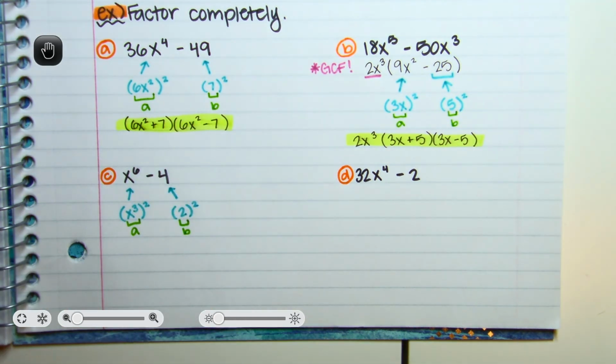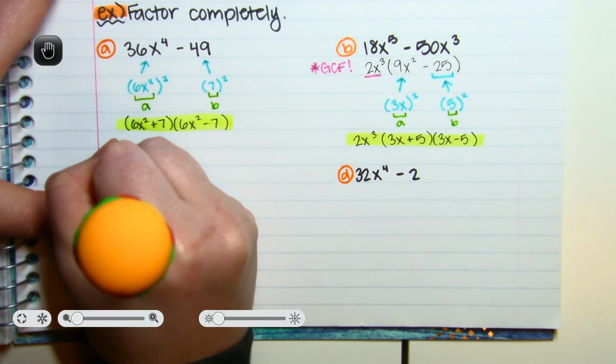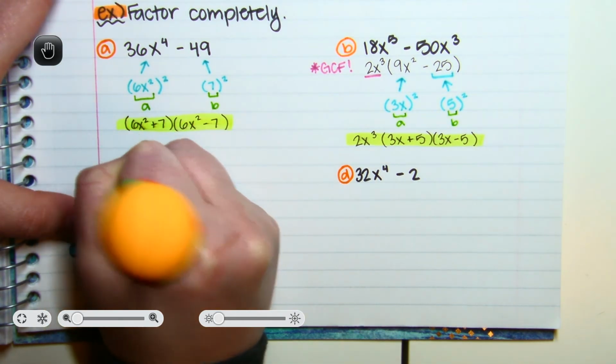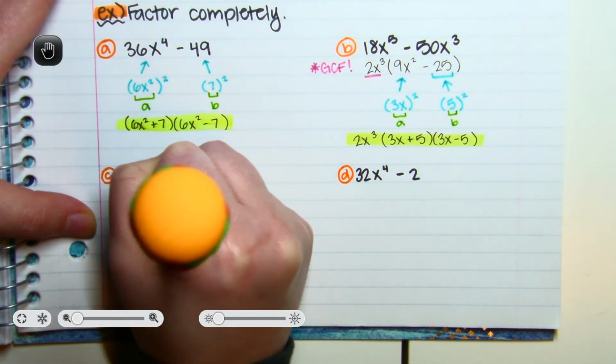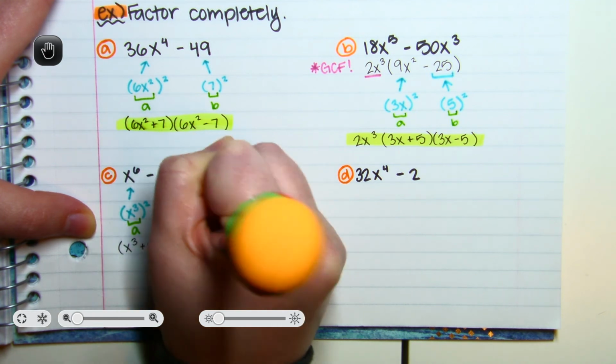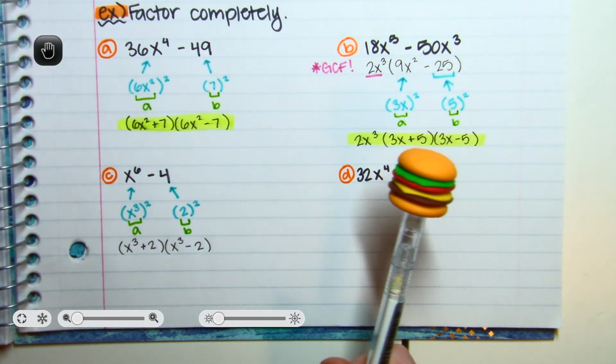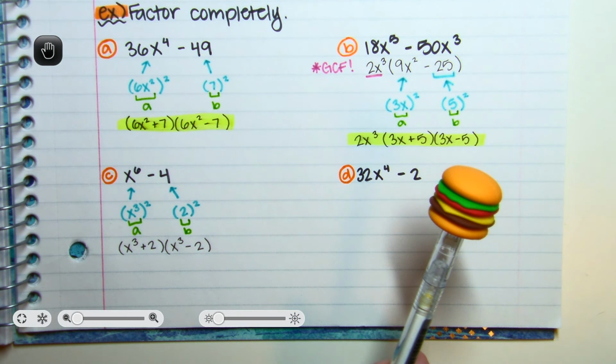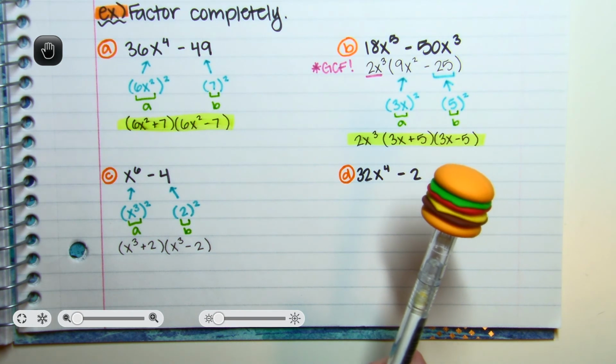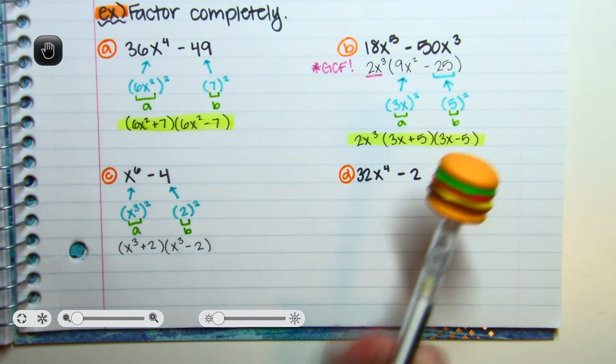So the answer to this will be, good, you should have said x cubed plus 2 and x cubed minus 2. Do either of those factor any further? Good, you should have said no. They do not factor any further. So that's our answer.